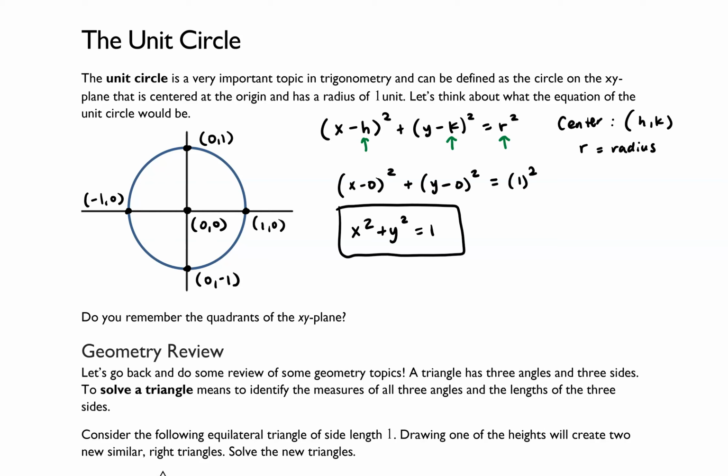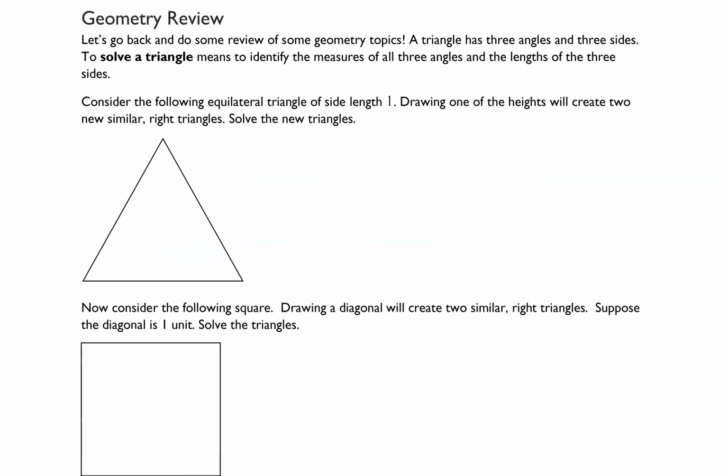Not too bad, right? Do you remember the quadrants of the xy plane? Let's quickly review those. So the xy plane is split up into 4 quadrants, and the way we label them is this is quadrant 1, this is quadrant 2, this is quadrant 3, and this is quadrant 4. So we start in the top right region and then work our way counterclockwise, labeling them 1 through 4. Let's go back and do some review of some geometry topics.